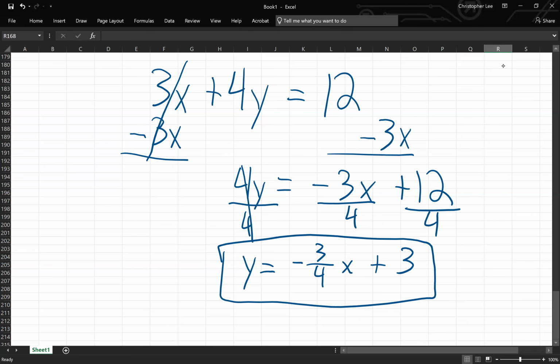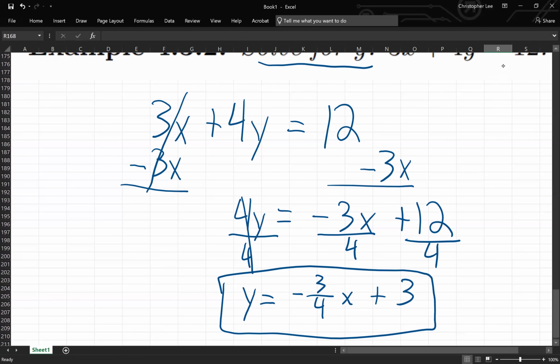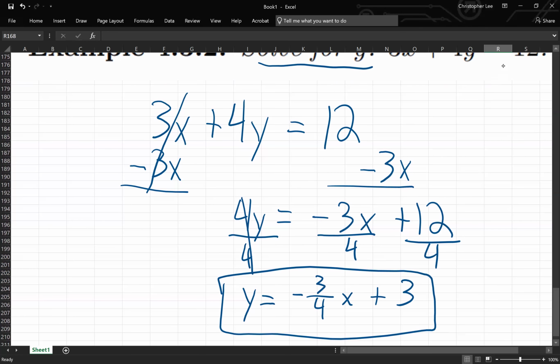Not bad, right? So it became -3 because I had 3x, so I want to take it away. So if I'm undoing addition, I undo addition with subtraction, and I undo subtraction with addition. For multiplication, I undo multiplication with division. Yeah, so that's why.